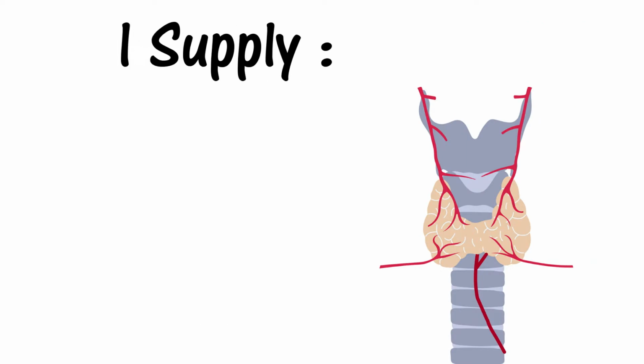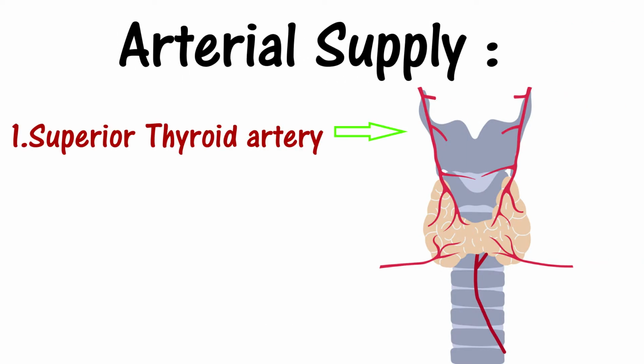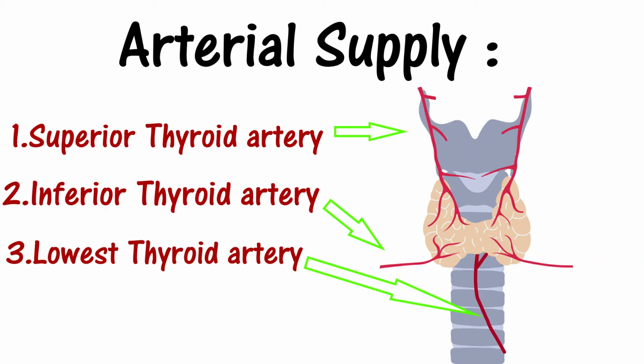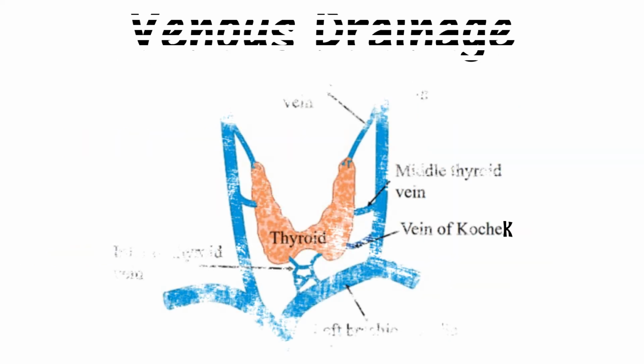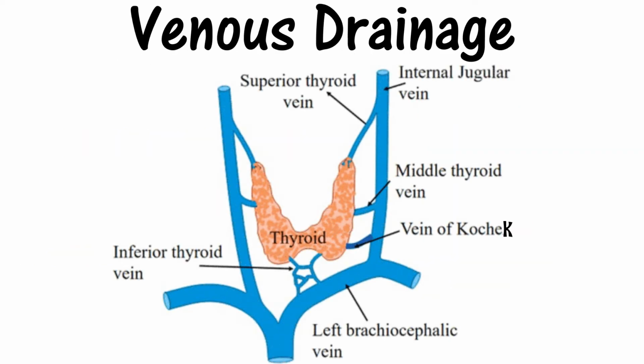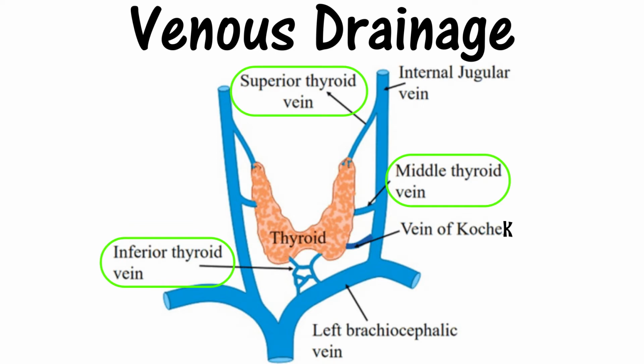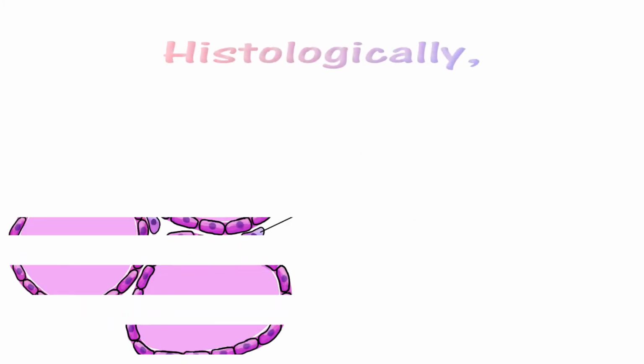The arterial supply of the gland is by the superior, inferior and lowest thyroid artery, while the venous drainage occurs through the superior, middle and inferior thyroid vein, and a fourth thyroid vein called the vein of Kocher is also found.